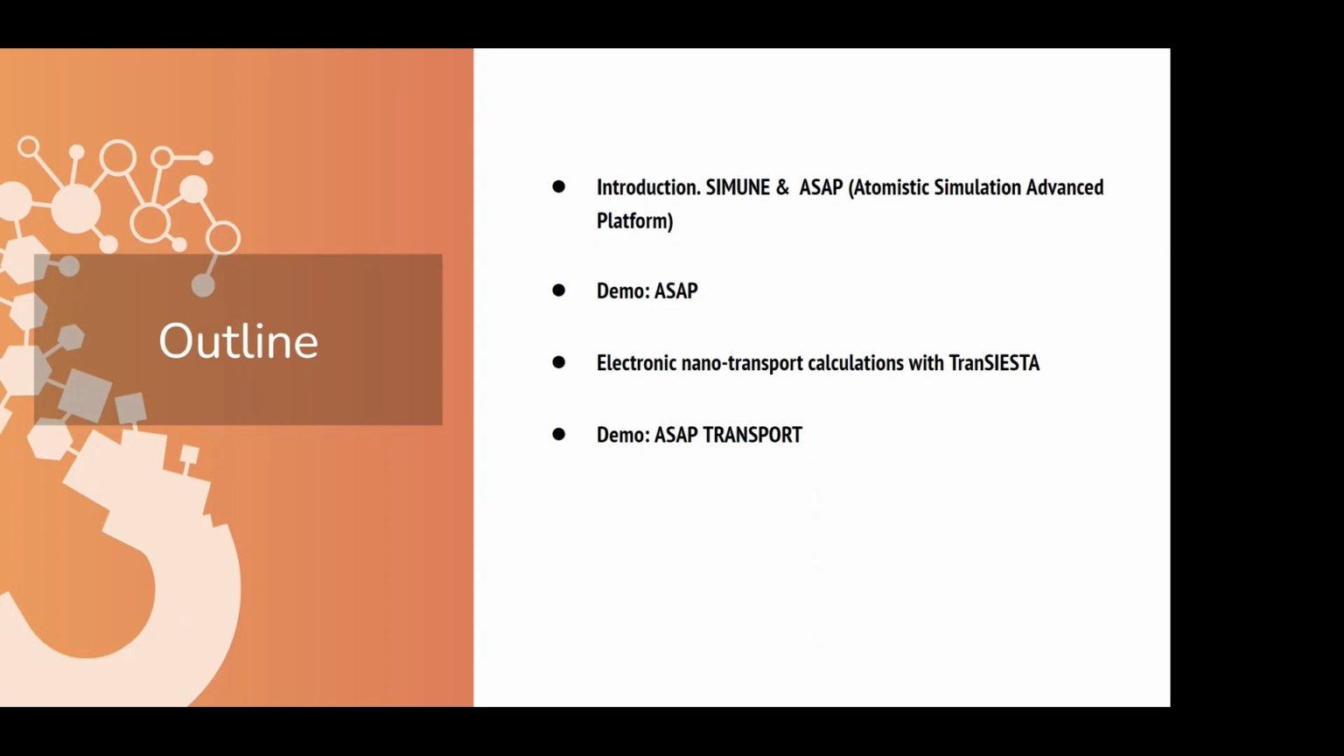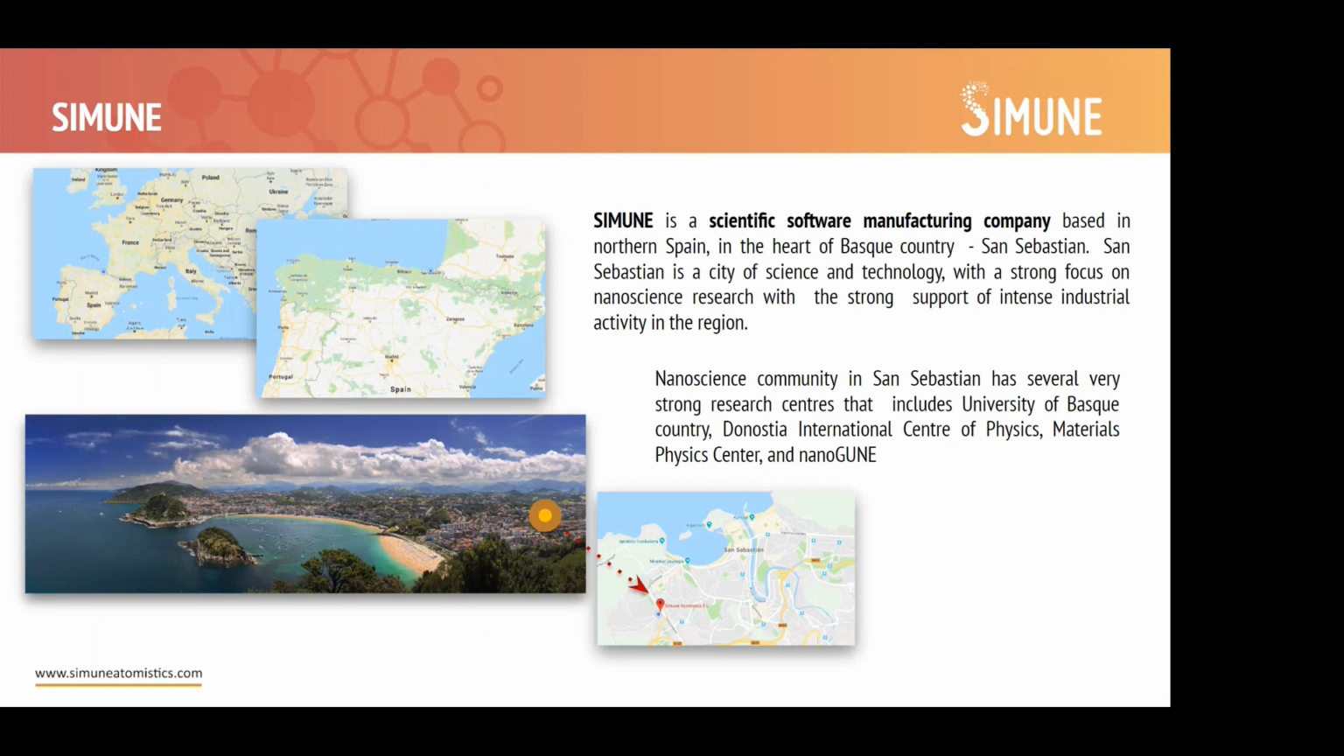So let's go to the next slide. A couple of words about the company. The name of the company is Simune. We are located in Spain, North Spain, in the Basque Country, in the beautiful city of San Sebastian. You can see on the map, and the beautiful view, which is taken from Wikipedia, and the yellow dot is showing where our offices are. San Sebastian, apart from being a beautiful city, is also a center of a strong research scientific community. We have several research centers and the national state university. So we have a great background for scientific development.